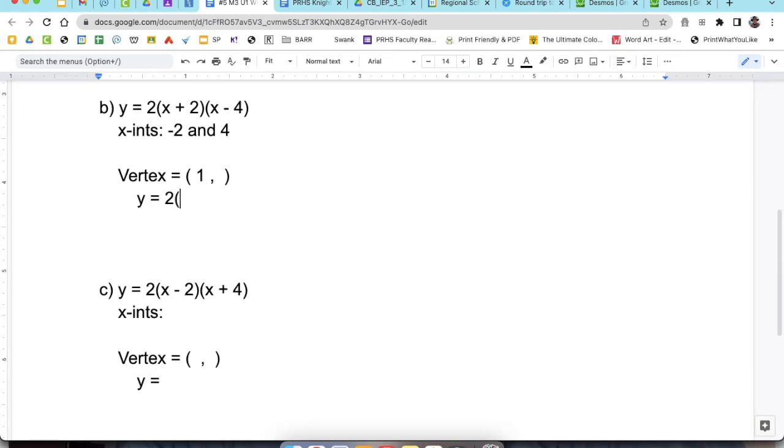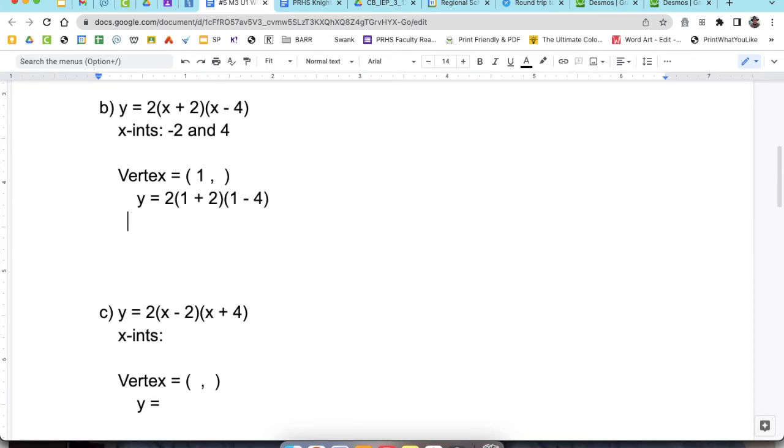2 times (1 plus 2) and (1 minus 4). That's going to change what we've got going on here just a little bit, because I've got 2 times 3, of course, and then 1 minus 4 is -3. What this says to do is take 2 times 3 times -3. A quick calculation tells me that 3 times -3 is -9.